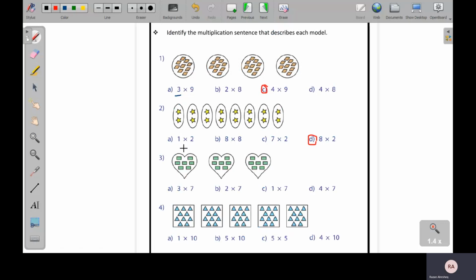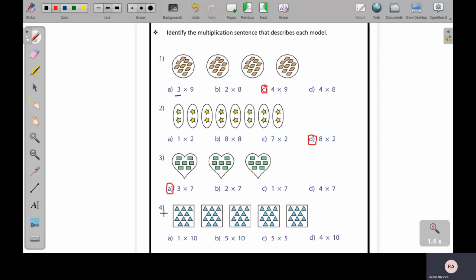Let's move on to number 3. Let's see how many hearts I have here. I have 1, 2, 3 hearts. Inside each heart, I have 1, 2, 3, 4, 5, 6, 7 different objects. So I know I have 3 groups and 7 objects inside each group. So I know it's going to be 3 multiplied by 7. Now, if I look at my options, A gives me 3 times 7. Even though A is our answer, I always recommend that you guys look at the rest of the answers just to double check. B won't work because it's 2. C won't work, and D won't work. Now, A was the correct answer, but it's always a better option to look at all your options just to double check that you got the right answer.